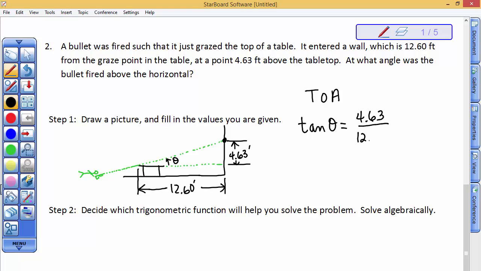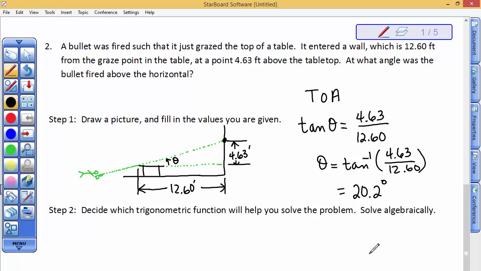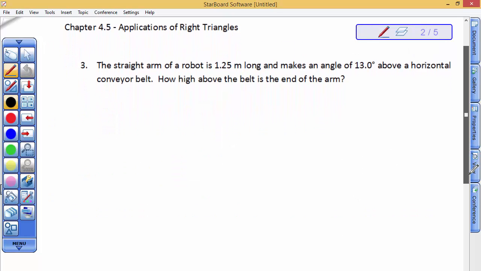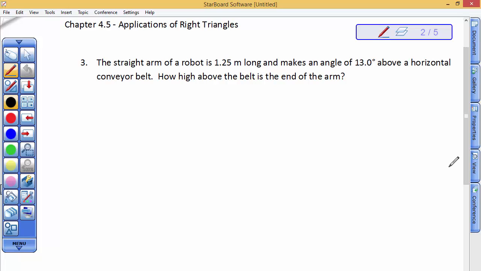And on my graphing calculator, to find that angle, I have to tell it I want an angle by going second tan of 4.63 divided by 12.60. I hope you're practicing these number punchings. That should give you 20.2 degrees. Okay, let's do another one. Actually, I have a few simpler problems. That one was very hard, drawing that picture. I'm often going to give you the pictures, but in this document, I'm just making you draw everything.